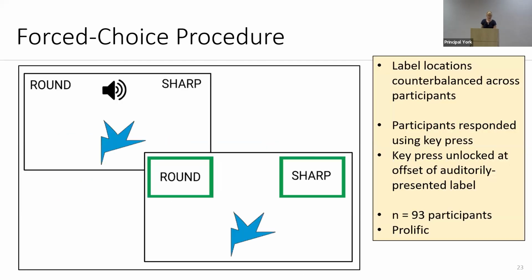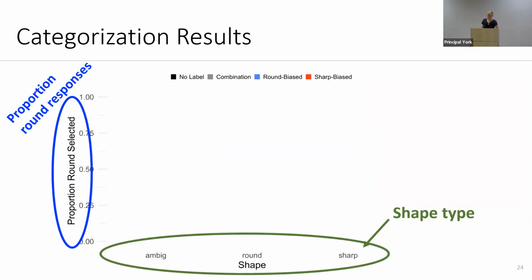All right, so the procedure was pretty straightforward. People saw a shape and they heard a label. Also at the top of the screen, they saw the category labels, the two bins, round or sharp. The positioning of the round and sharp sorting labels was counterbalanced by participant. After they'd heard the label, green frames came up and people had to click whether the shape was round or sharp. We had 93 people doing this over Prolific. Yay, pandemic. Or yay, Prolific, I should say. That's what makes it possible, right?